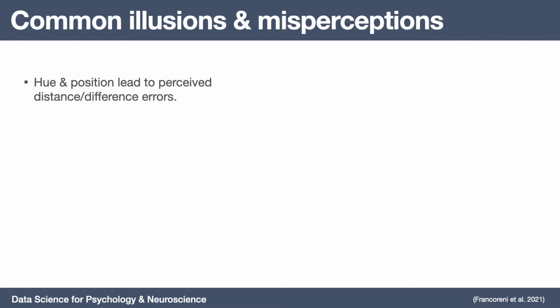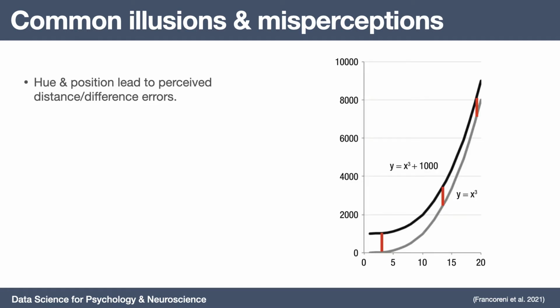So for example, hue and position can lead to perceived distance or difference errors. One classic example shown in the reading is this graph here. You've got two lines, a black line and a gray line, both increasing with an exponential shift. Now, it looks like the distance between the two lines is getting smaller as they accelerate. But that's not true. Each one of the red lines, showing the distance between the black and the gray lines, are the exact same height.